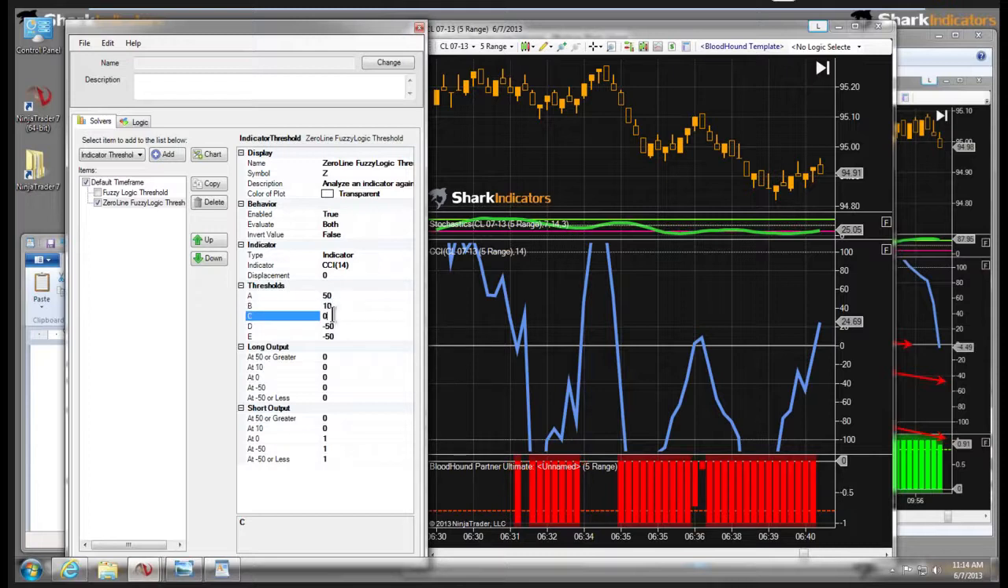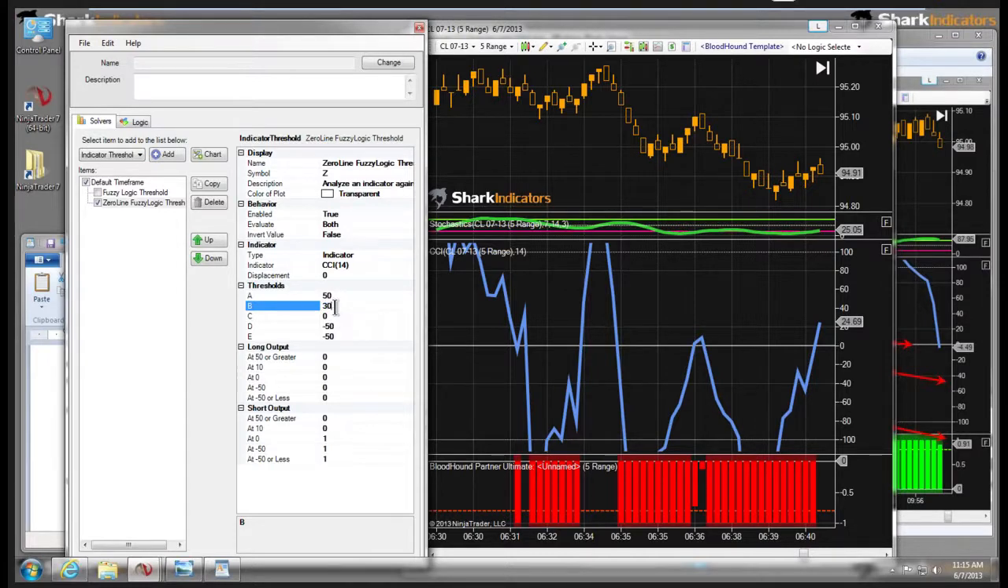So if I put 10 in here, now you can see BloodHound's output goes to 0, quite simply because our CCI indicator is at 25, so it's above 10. Now BloodHound is calculating a ratio from 10 to 50. Our indicator is now in this area of 10 to 50, so it's calculating that ratio between 10 and 50, and then it's looking at our output, which is from 0 to 0, so therefore there's a 0% output confidence.